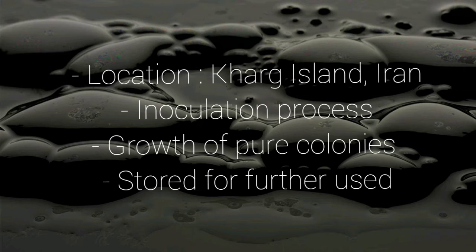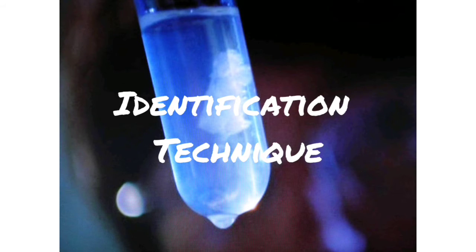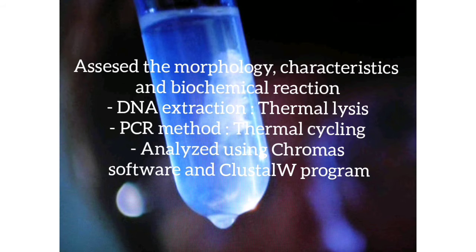After that, the pure colonies can be extracted and grown in beef extract, and will be kept for further use to identify the bacteria. Okay, next we will continue with the identification technique. Before that, the DNA needs to be extracted first. The identification technique is carried out to assess the morphology and characteristics, and the biochemical test is carried out to know the morphology and the other characteristics of the microbe that was isolated before.